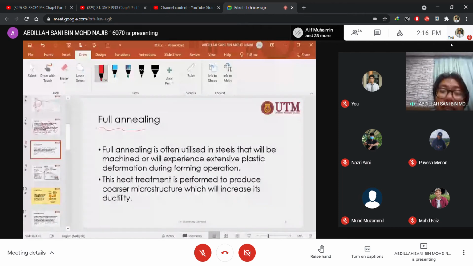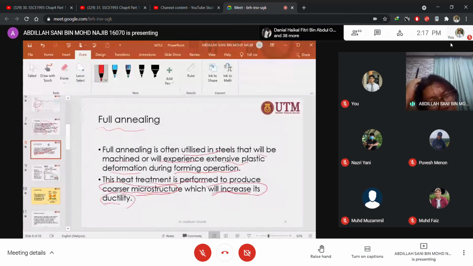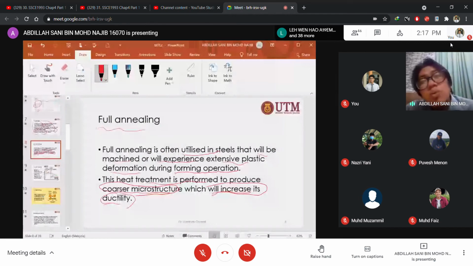It is utilized in steel that will be machined or will experience extensive plastic deformation during forming operations. This treatment is performed to produce a coarser microstructure, which will increase its ductility. So you see, we said just now the heat treatment. What is the definition? In short, we want certain properties and our desire. We have our criteria, we have our desired properties, and we manipulate the heat and we manipulate the cooling process. That is a heat treatment.